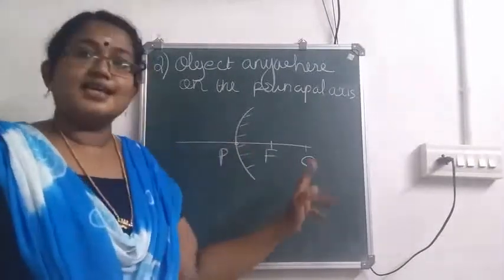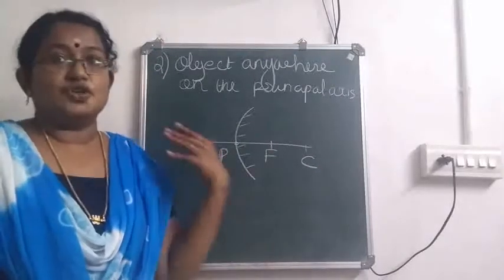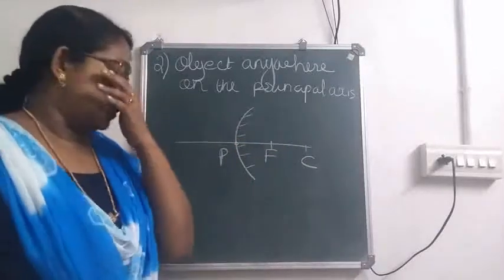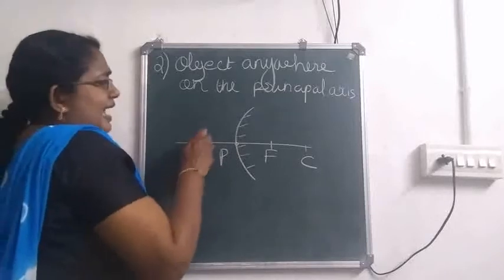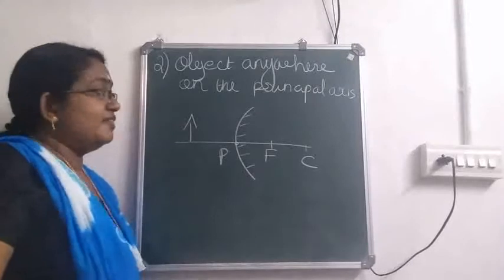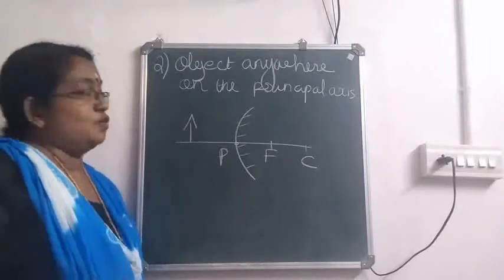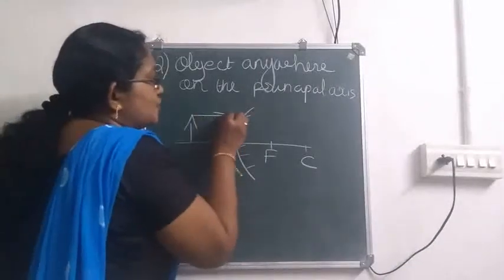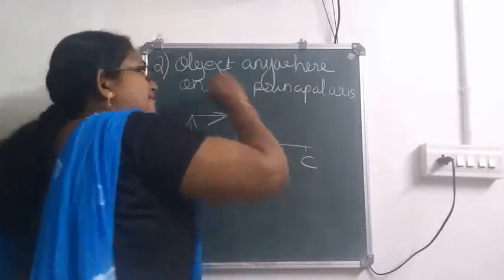Because focus, center of curvature and all are there on the inner part of the mirror, so we cannot say beyond C, at C or at F. Okay. So if you are keeping the object anywhere on the principal axis, where will we get the image? That is what we are going to check now. So I have kept the object here. First ray parallel to the principal axis. After reflection, it moves upward.